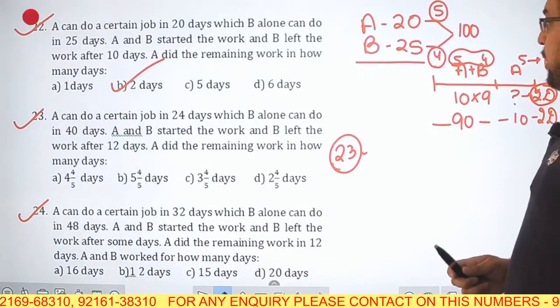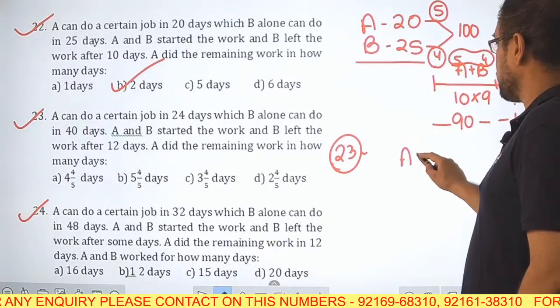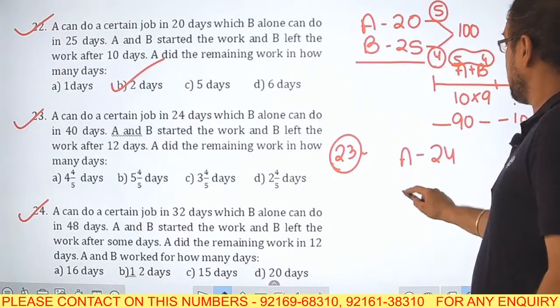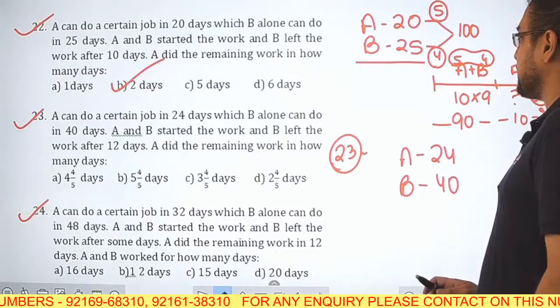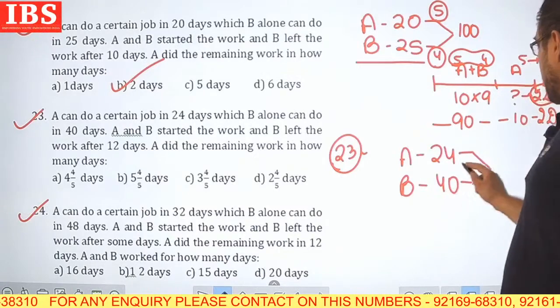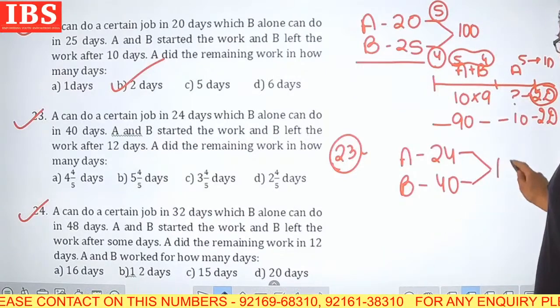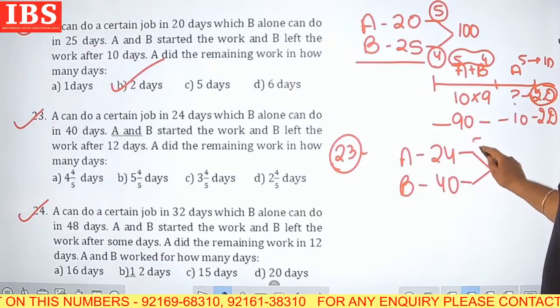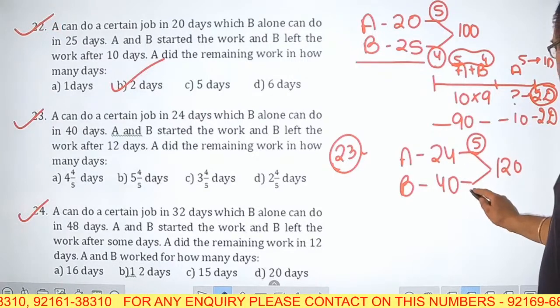Okay, let's see question 23. A can do a certain piece of work in 24 days. B can do a piece of work in 40 days. A and B started working together. So the total LCM will be 120. 120 divided by 24 is 5, and 120 divided by 40 is 3.